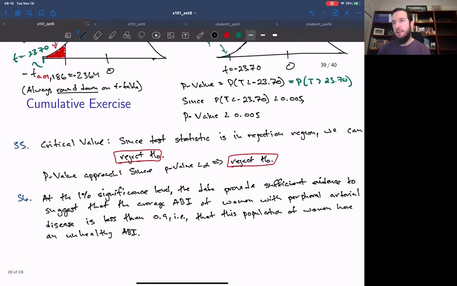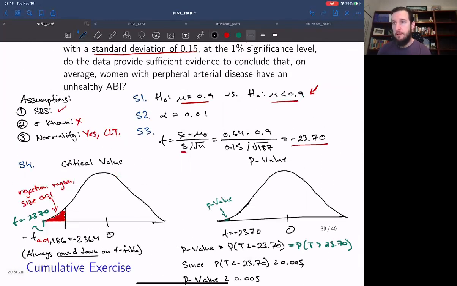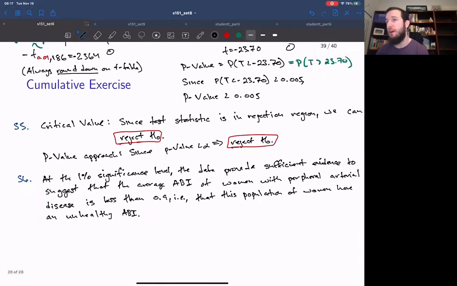Okay. And then at the end, on step six, we have to conclude. Hypothesis test conclusions are pretty much always written in the same way. The only thing that changes is the variable that you're talking about and the expression of the alternative. So in this case, because we rejected the null, we are saying that there's evidence that mu is less than 0.9. So we would say at the 1% significance level, the data provides sufficient evidence to suggest that the average ABI of women with peripheral arterial disease is less than 0.9. That is, that this population of women have an unhealthy ABI. So basically, at the given percent significance level, we have evidence that the mean is less than, greater than, or different from whatever it is we're testing against.